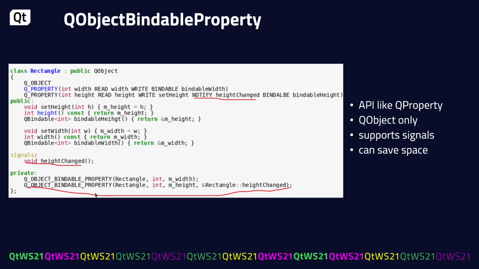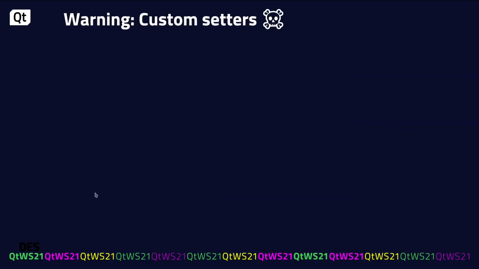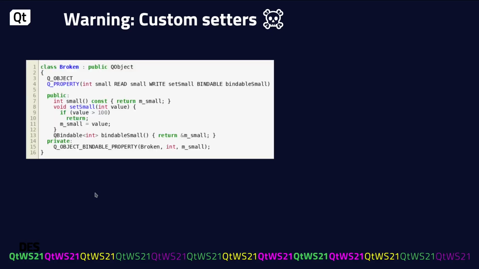Now, at this point, there is one important thing to note, and that is we have to give you a warning about custom setters. Let's consider this class broken. It has a single property, small, and in its setter, we check that the new value we are trying to set is not greater than 100, otherwise we will return.